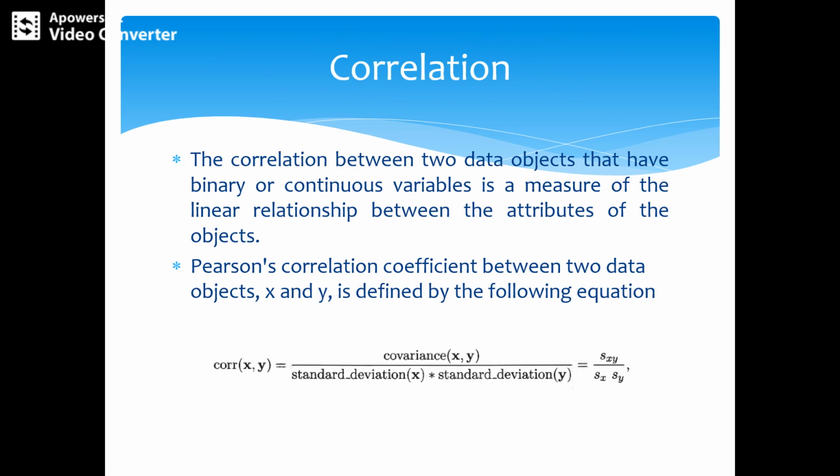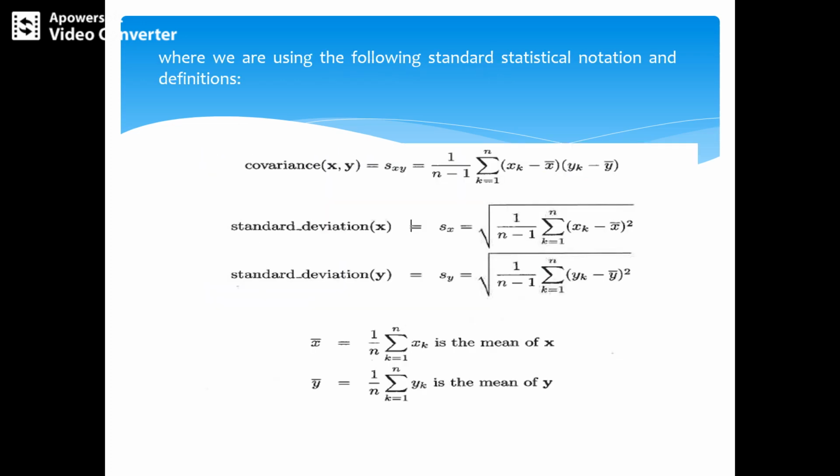So next is correlation. The correlation between two data objects that have binary or continuous measures is a measure of the linear relationship. That is the Pearson correlation coefficient, where covariance will be calculated and divided by the standard deviation of x and y. So s of xy, s of xx and s of yy, both will be calculated. So this is the covariance, standard deviation, and formula we need to use, with x bar and y bar.